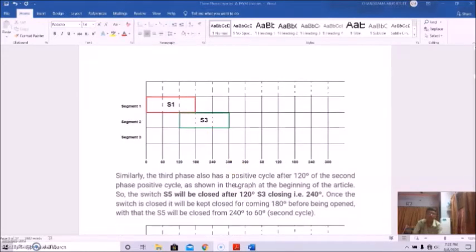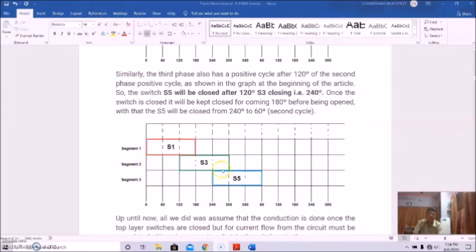Similarly, the third phase also has a positive cycle after 120 degree of the second positive cycle. So switch S5 will be closed after 120 degree of the S3 closing, that is at 240 degree, and once the switch is closed, it will be kept closed for another 180 degree before being opened. So S5 will be closed from 240 degree to 60 degree in the second cycle. So that is like this.